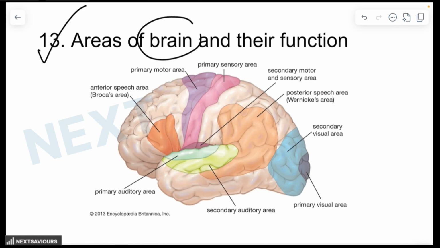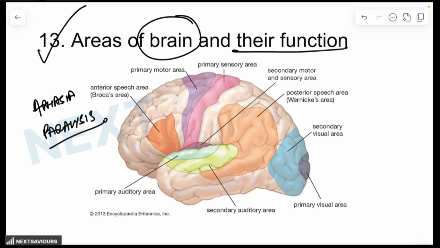Then the areas of the brain and their function, obviously, because this year also they are going to have a question out of this. Why? Because it is the core of neuroanatomy which helps in correlating the lesion with the clinical sign. Like if there is aphasia, then where is the lesion? If there is paralysis, then where is the lesion? A frequently asked question out of this is match the area with the function, or identification on the basis of the diagram also. So it has a high clinical value in stroke, head injury, and even in tumor localization. That is why it is clinically relevant.